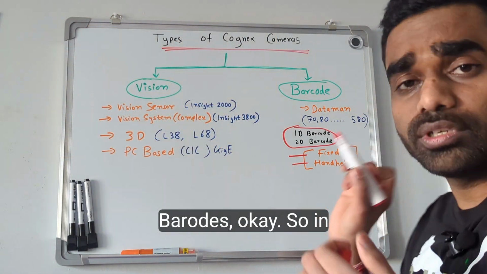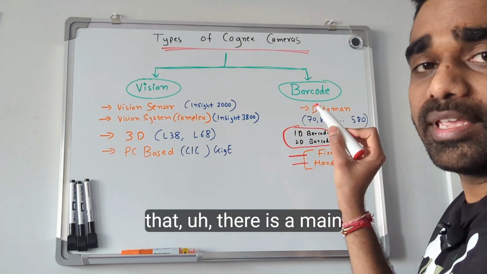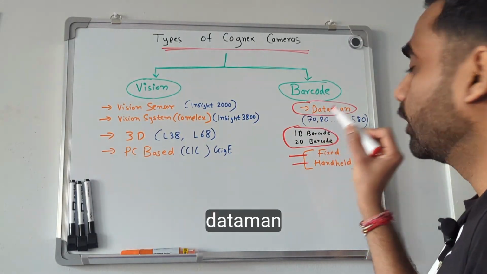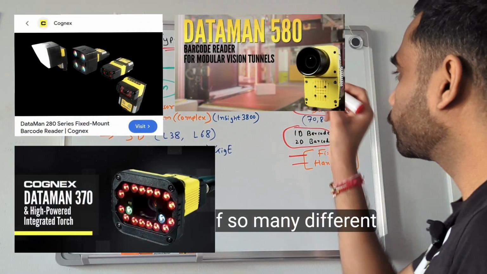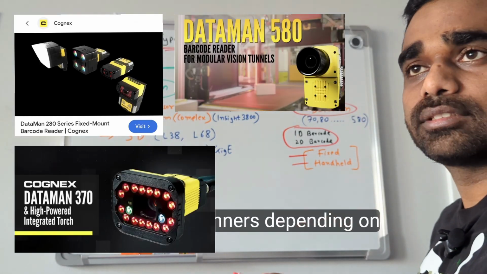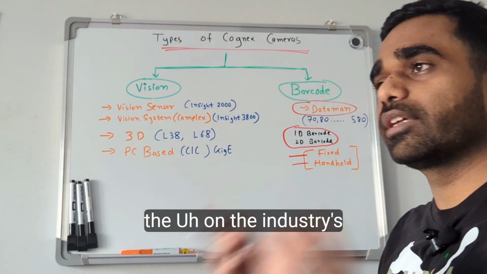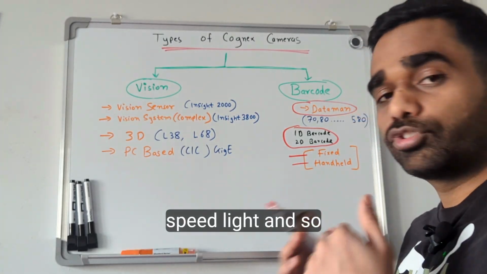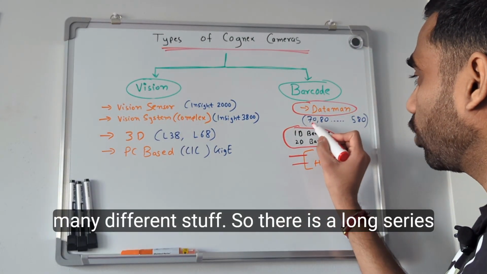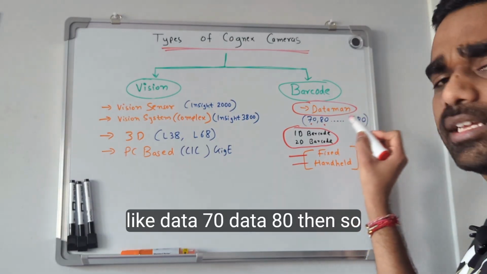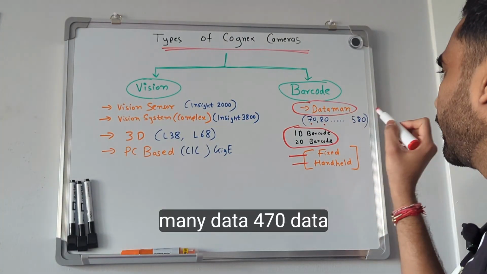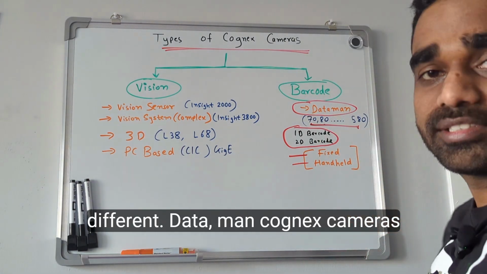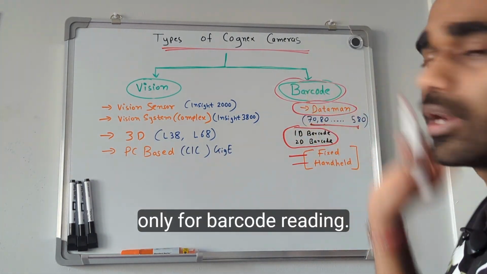In that there is a main series of Cognex cameras, Dataman. Dataman comprises many different barcode scanners depending on the industry's environment, the speed, the light, and many other factors. So there is a long series like Dataman 70, Dataman 80, Dataman 470, Dataman 580, and like that. There are so many different Dataman Cognex cameras only for barcode reading.